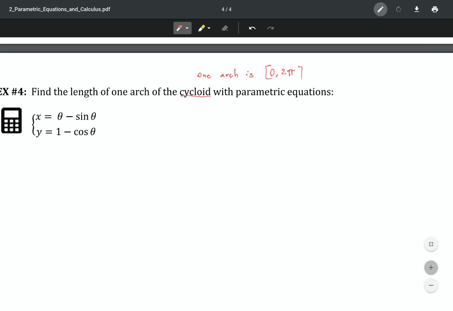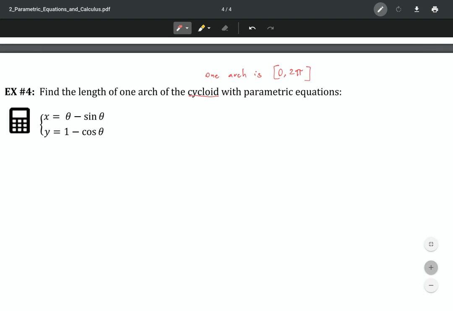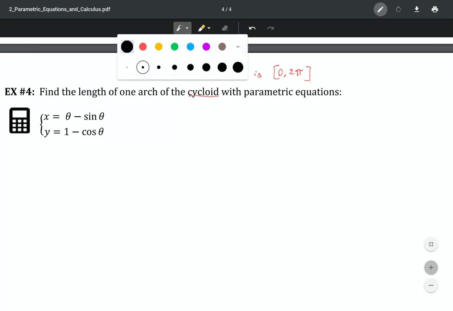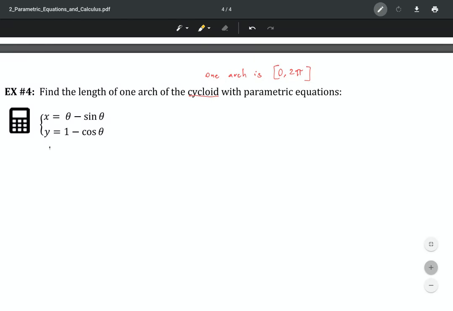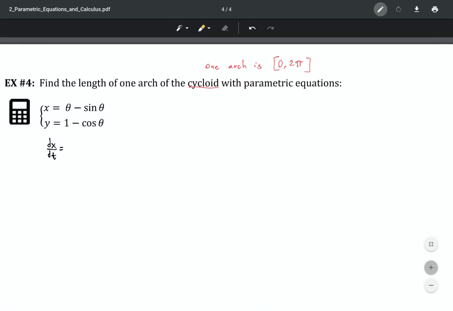Like that. Okay, so first we're going to have to find dx dt. We're going to have to take the derivative of this right here. So dx dt: the derivative of theta is 1, the derivative of sine is cosine. And for dy dt, the derivative of 1 is 0. The derivative of cosine is negative sine, but it's negative cosine, so that's going to be positive sine of theta, d theta.